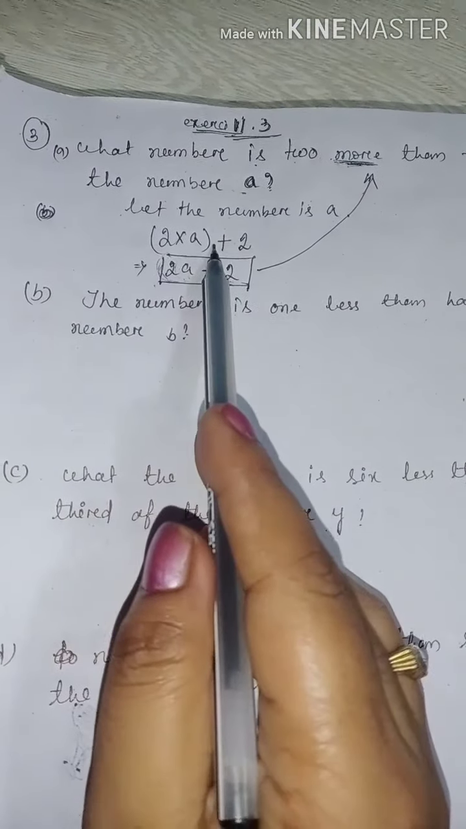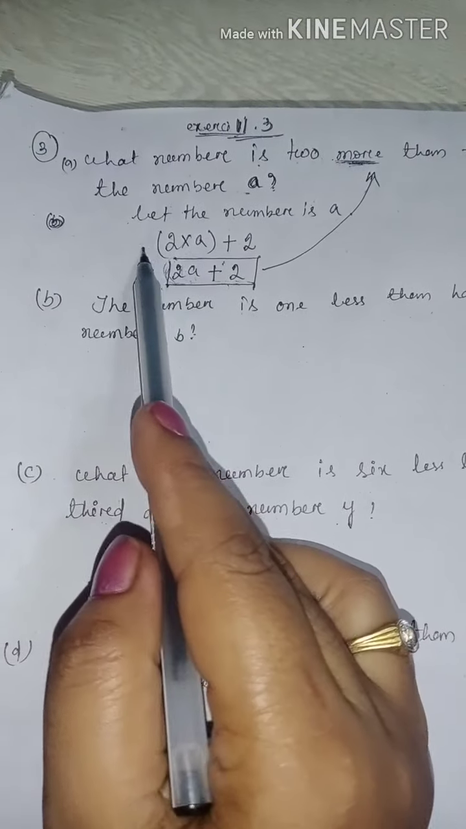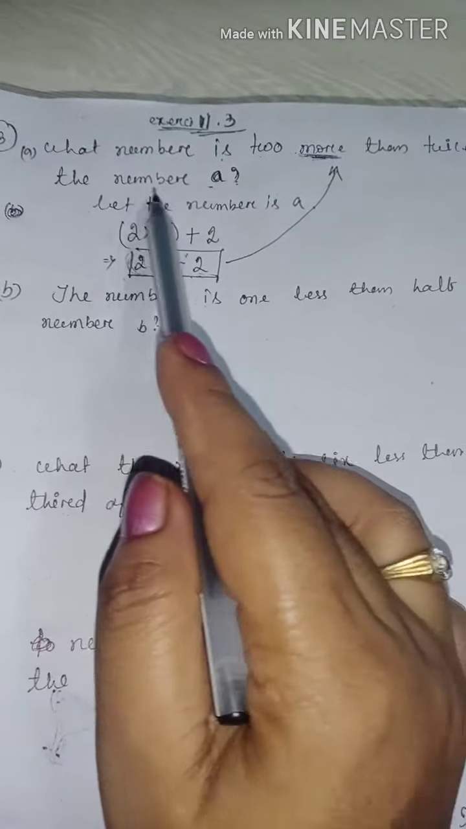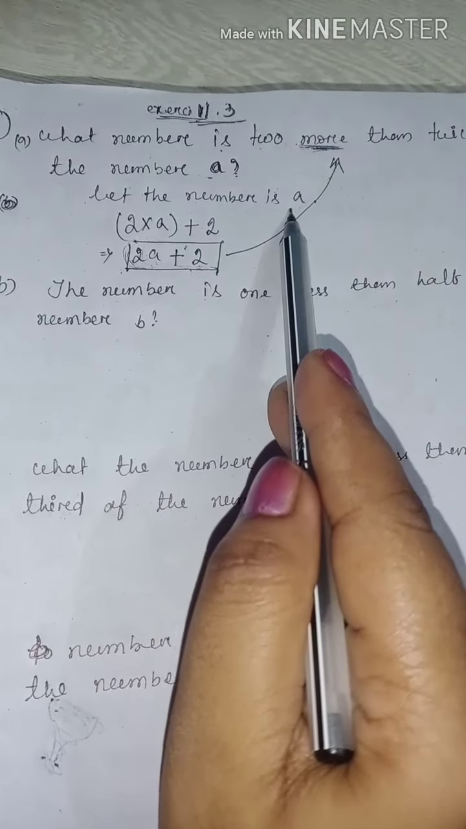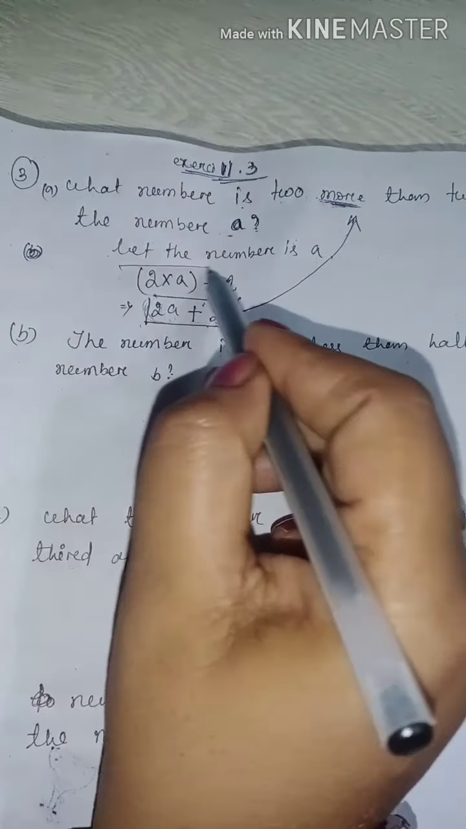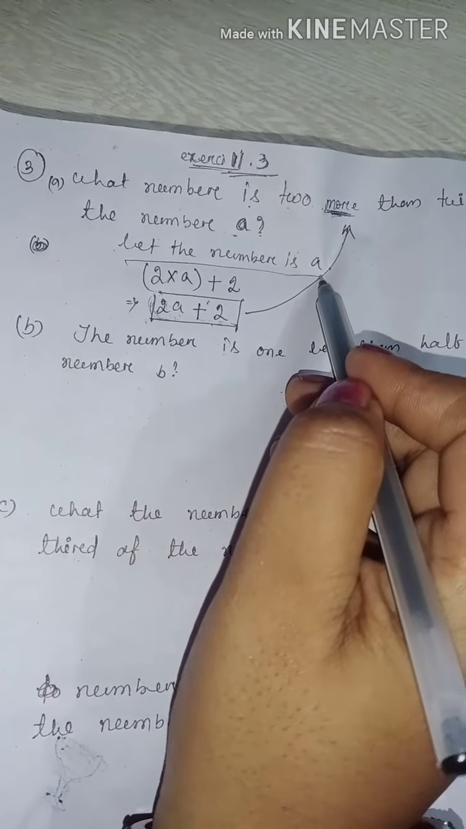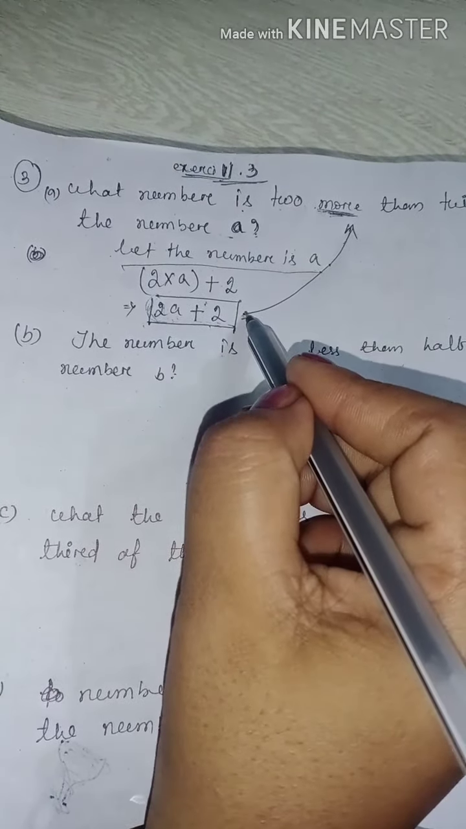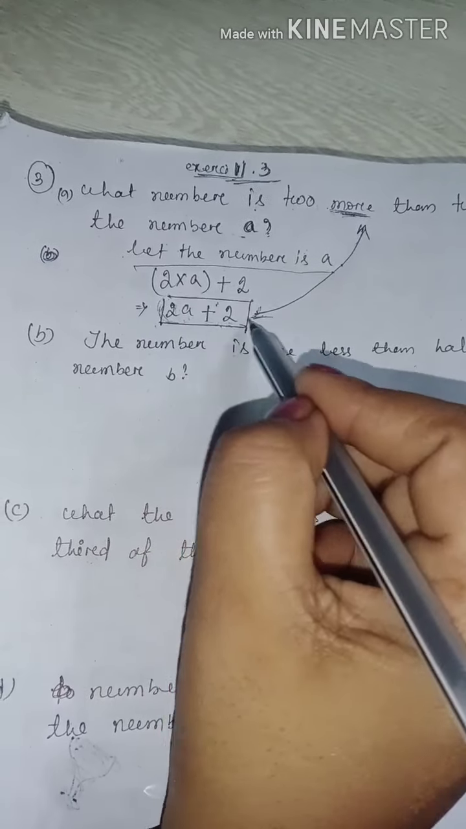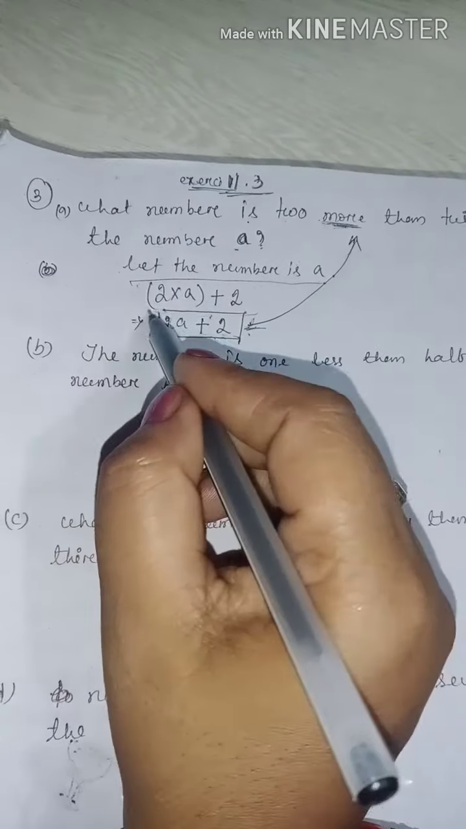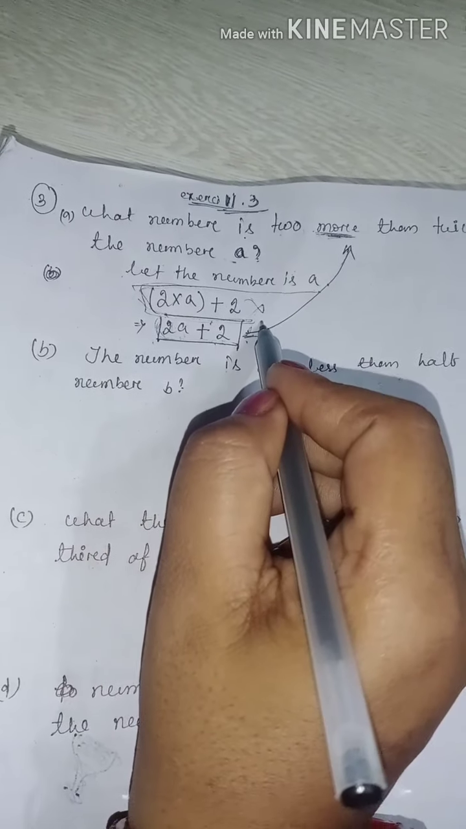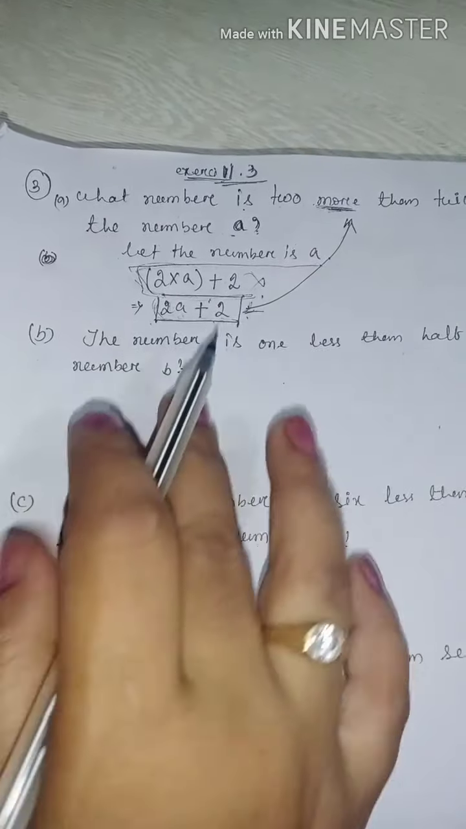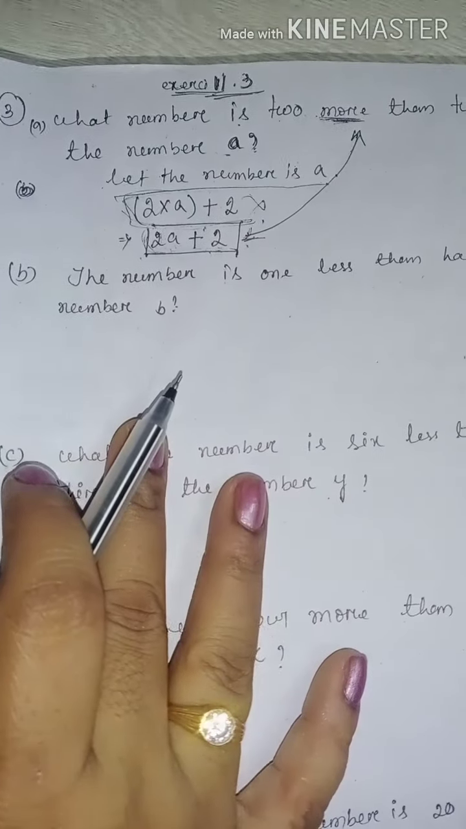But dear students, listen, you need not write all these things. You just write the question, and after that write the line "let the number be" the unknown variable, then directly write the answer, meaning 2A plus 2. I am telling you how these happen, but it is not necessary to write this line. Okay, next, come to the next question.